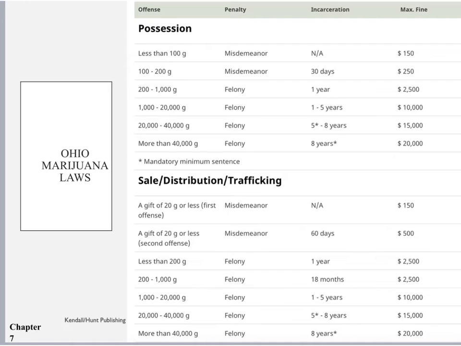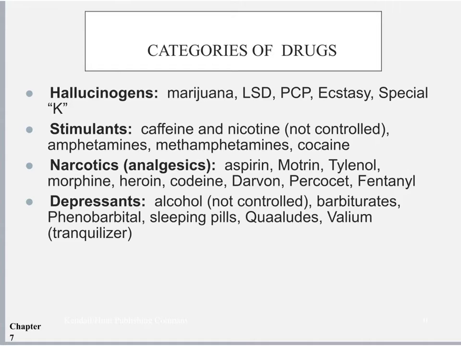Because you're going between jurisdictions and you're not within the same state. So you can see the different penalties, whether it be classified as a misdemeanor, which is one of our lowest level, upwards to a felony, which would be the most serious. All right, so the different categories of our drugs include hallucinogens, stimulants, narcotics, depressants.